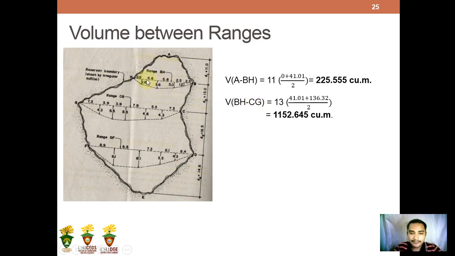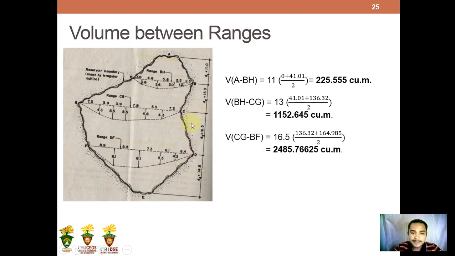So we have the distance between the ranges is 13 times the quantity of the area of the range line BH is 41.01, and the cross-sectional area for the range line CG is 136.32 divided by 2, no? That results to 1152.645 cubic meters. Next is for the partial volumes between the range lines CG and range line BF.